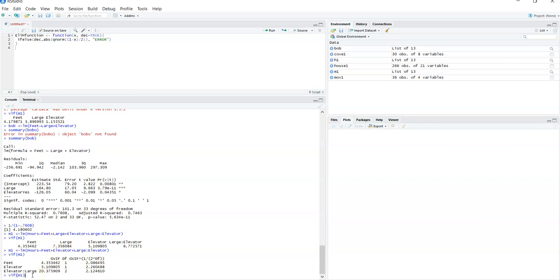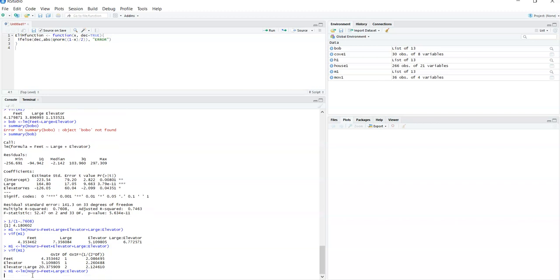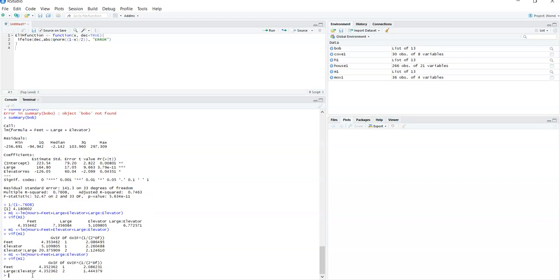So if you don't want any true interaction, you've got to get rid of either the interaction variable or the individual variable. I get rid of the individual variable, and notice my VIFs are fine now. My feet and large elevator variables are both under 5, so we're good now. This is the model I would use. I could run a summary on it and check it out. Did I need an interaction variable? Maybe, maybe not. I'm just utilizing some of the information I gave you in previous videos.